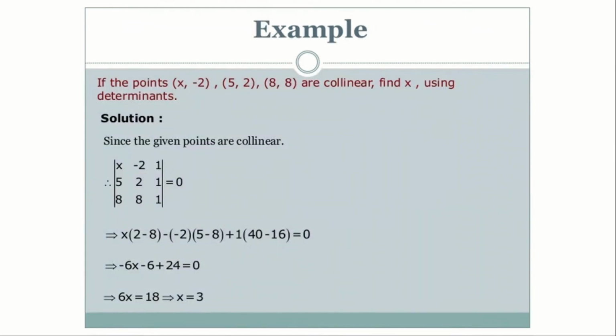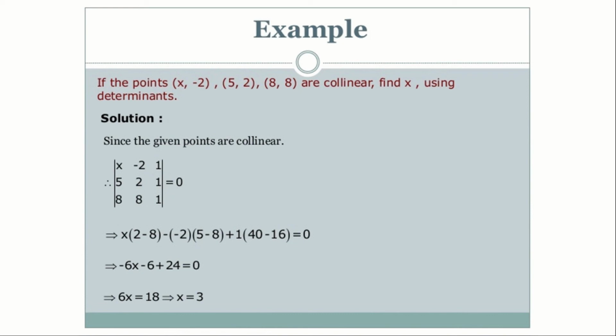So moving on to the next topic. Before that, let us do a small example problem of collinearity. If the points (x, -2), (5, 2), (8, 8) are collinear, find x. Here they have already told us that it is collinear. Collinear means the determinant will be equal to 0. Then we have to find out the value of x.